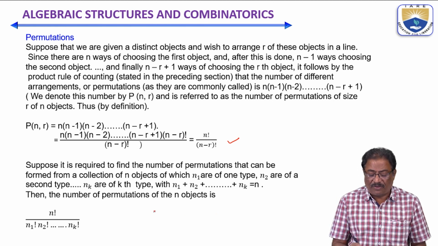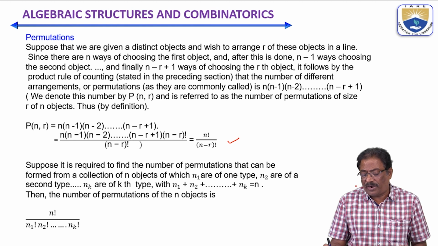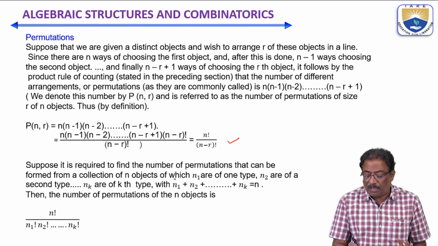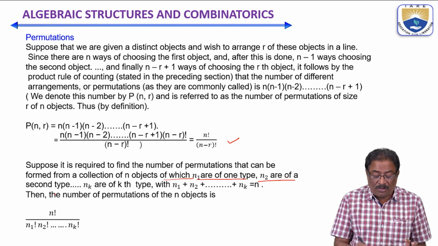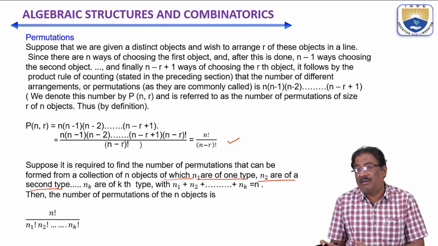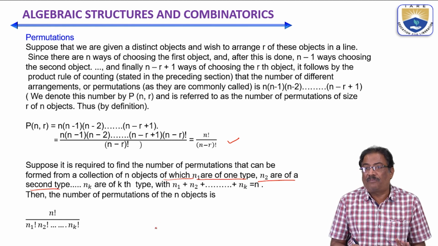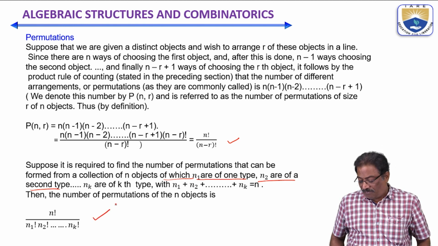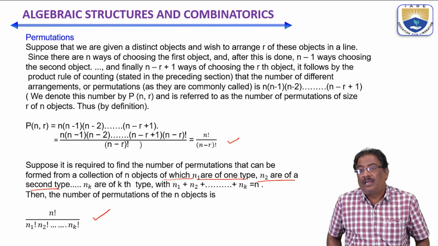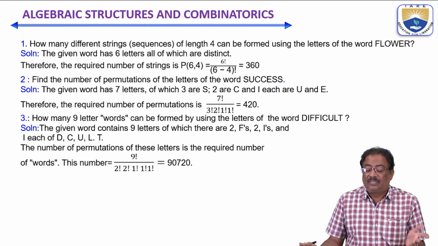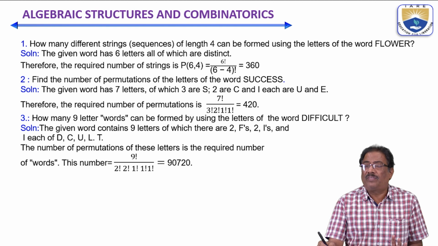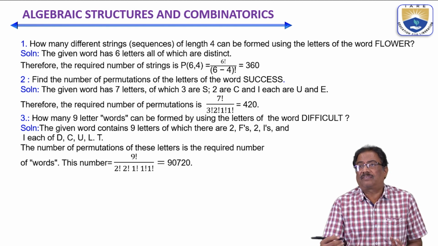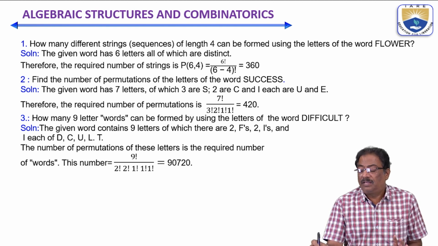Suppose it is required to find the number of permutations that can be formed from a collection of n objects, of which n1 are of one type, n2 are of the second type, n3 are of the third type, and so on. The number of permutations of these n objects is n factorial by n1 factorial, n2 factorial, and so on, up to nk factorial. Let us discuss some of the problems which were asked in the previous question bank.